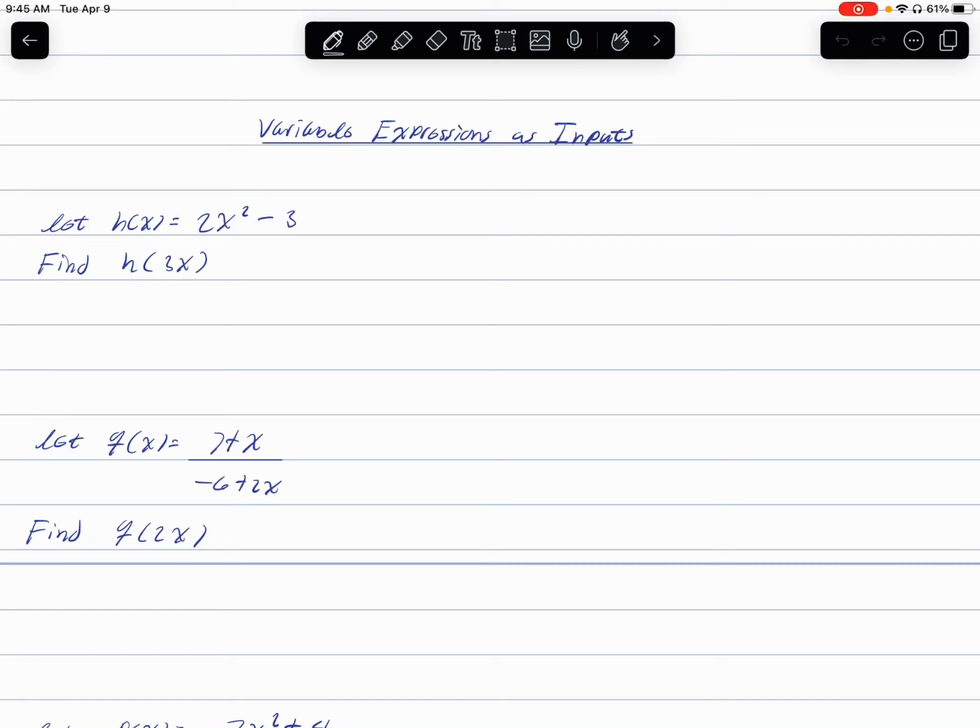Okay, so now I want to talk a little bit about something you'll probably see on your homework and that you may see more throughout this class. And this is variable expressions as inputs.